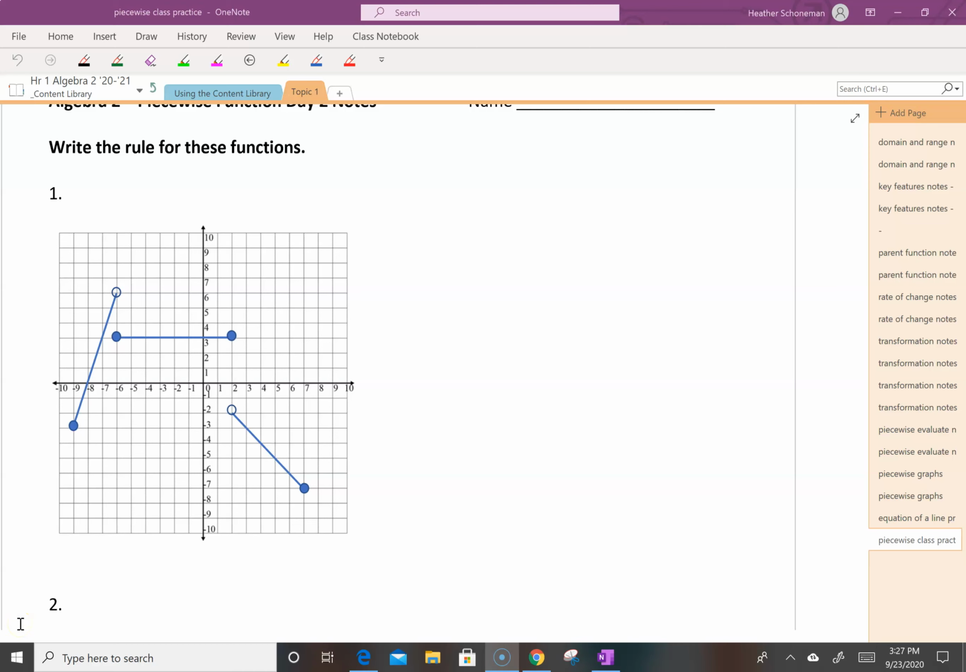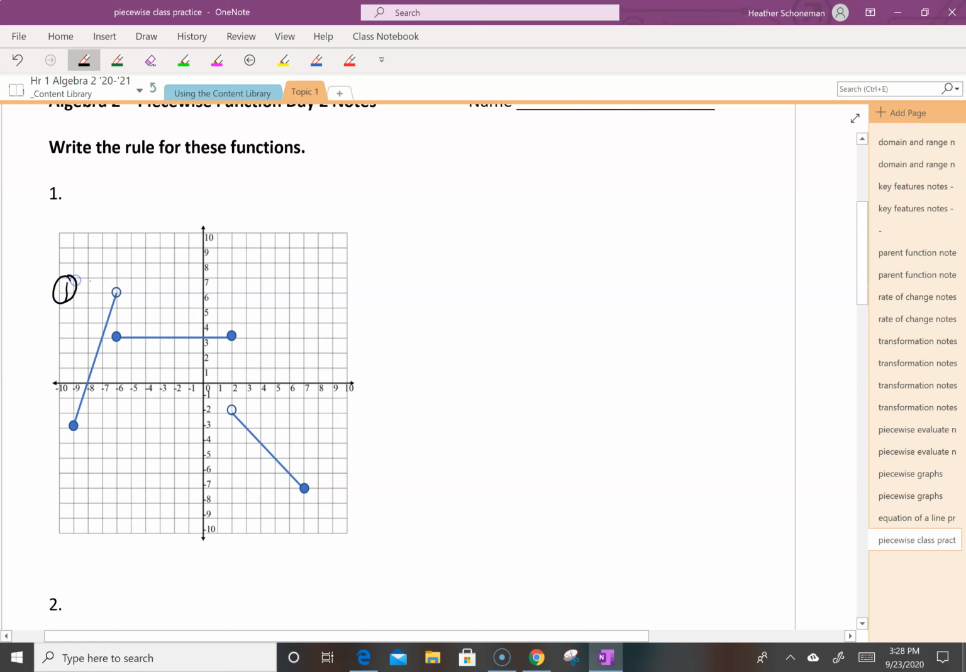Okay, here is the second part of writing piecewise functions. So we're going to add some new stuff, be more efficient at it, and hopefully the videos before this and the notes before this have gotten you ready for this point. So on this one, we're going to have to write the rule for this function, which means we're also going to write the piecewise equation.